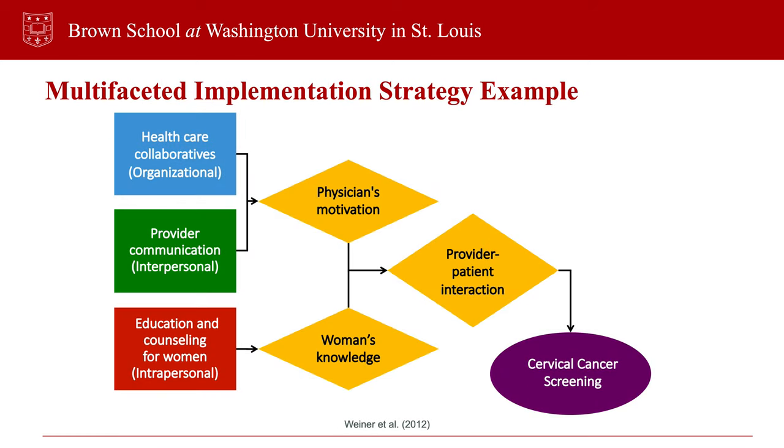Again, implementation strategies are often multifaceted and often, in fact, multi-level. So we're often in situations in which we need to think about how we combine discrete strategies to address multi-level barriers. And this example provided by Brian Weiner in an article called In Search of Synergy that was published in the Journal of the National Cancer Institute, he suggests one multifaceted strategy for improving cervical cancer screening might be to use a strategy at the organizational level, such as a learning collaborative or healthcare collaborative, combined with a strategy to improve provider communication at the interpersonal level. And both of those strategies really are targeting physicians' motivation. And those strategies might be coupled with something like education and counseling for women, which would hopefully improve women's knowledge. And both physician motivation and women's knowledge hopefully would improve provider-patient interaction and lead to increased levels of cervical cancer screening.